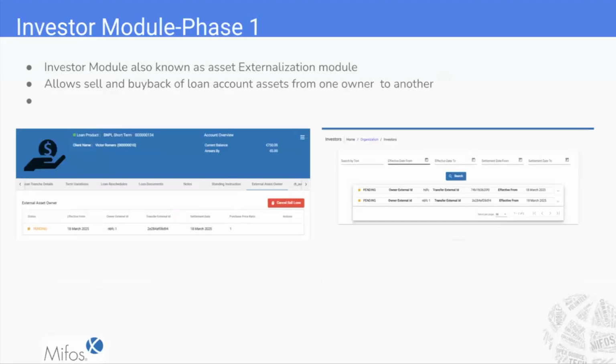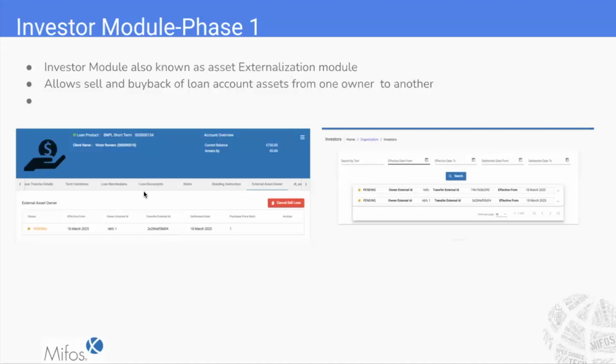The next is the investor module. Again, we have implemented this only at the phase one level. Phase two is still in the business requirement gathering phase. As I said, the investor module is nothing but the asset transfer or portfolio transfer from one organization to another. This is a screenshot I've added.